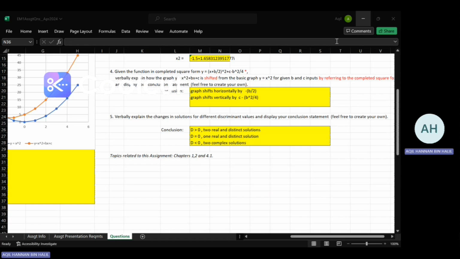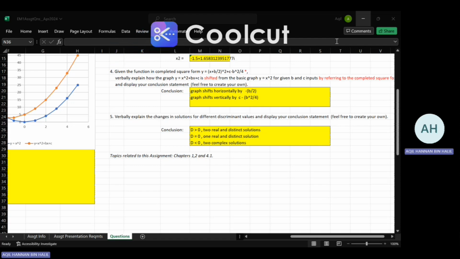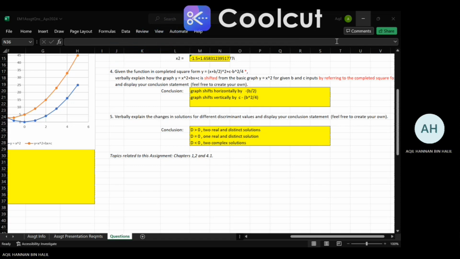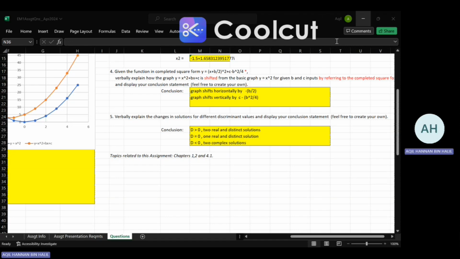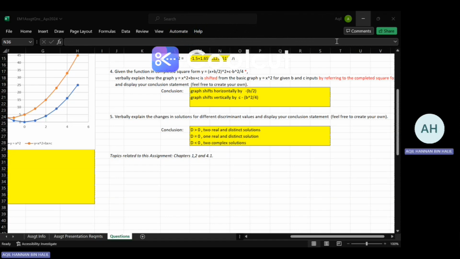Lastly, when the discriminant is more than 0, there are two solutions which are real and distinct, as the graph intersects 2 points of the x-axis. When the discriminant is equal to 0, there's only one solution as the graph touches the x-axis at one point. When the discriminant is less than 0, there are two complex solutions. This means that imaginary values are involved. This is because the graph does not touch the x-axis at all.